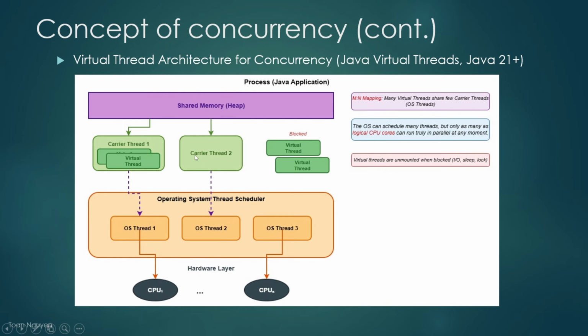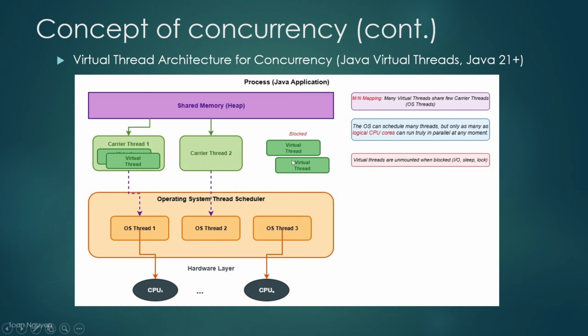Platform threads are replaced by carrier threads. A carrier thread can host millions of virtual threads. These virtual threads are used to handle I/O-bound tasks. When a virtual thread is blocked, for example by an I/O operation, it is detached from the carrier thread.